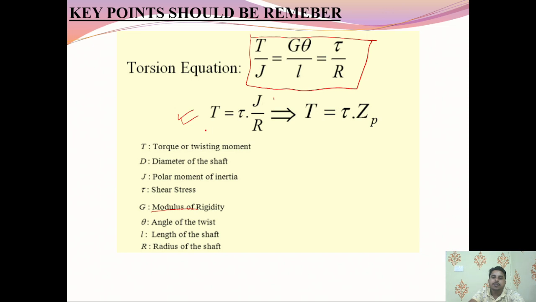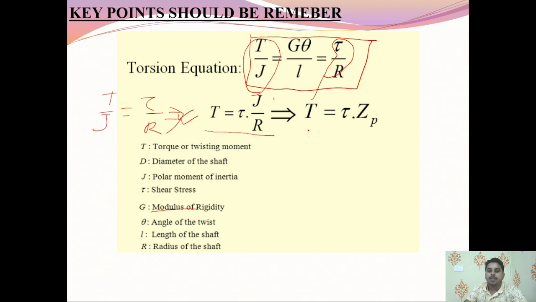If we rearrange the equation, we can have these terms. T by J is equal to tau divided by R. From this equation we can evaluate T is equal to tau into J divided by R, where we can simplify more by considering J divided by R as Z subscript P. What is it? It is considered the polar modulus. So Zp is equal to J divided by R.